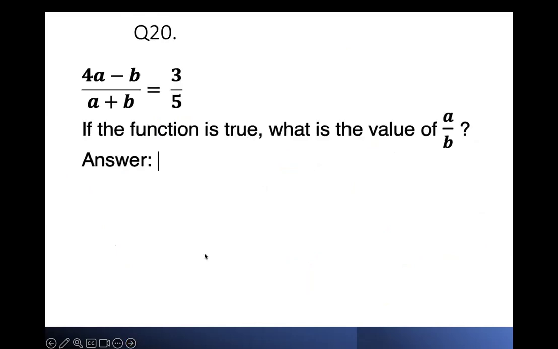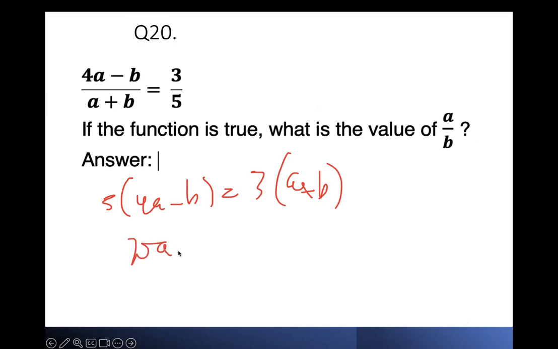And question 20. Rational equation. When you see this kind of question, it asks you what is the value of a certain number. If you're given a fraction or multiplication, keep that in mind when you're working. Don't separate it. If you start separating information, it will take a long time to come back. So for this one, I'm just going to clear the fraction. Multiply 5 to 4a minus b is equal to 3a plus b. Then when you open it, I get 20a minus 5b is equal to 3a plus 3b.